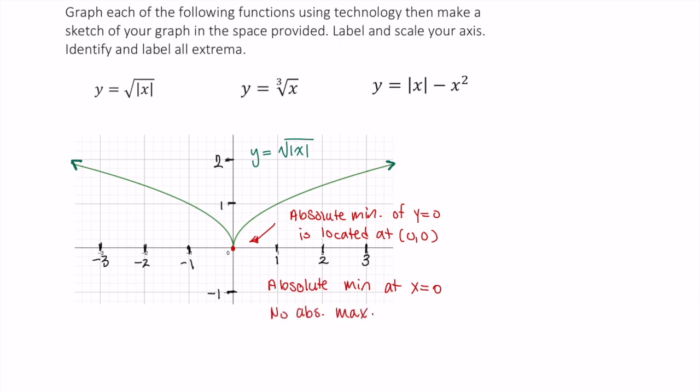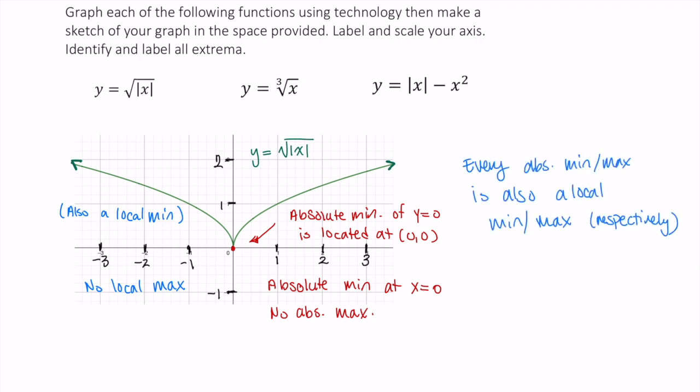And then just for the sake of thoroughness, I should point out that since this is an absolute minimum, it is also a local minimum. Let me write that on this side. So there is no local max. The key concept I want you to get here is that every absolute minimum or absolute maximum is a local minimum or max, respectively. All right, let's look at the next one.